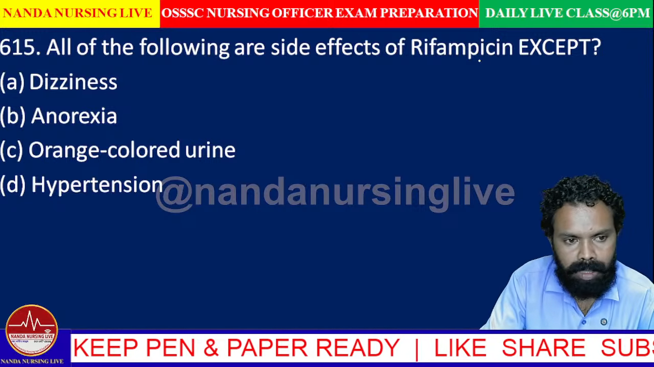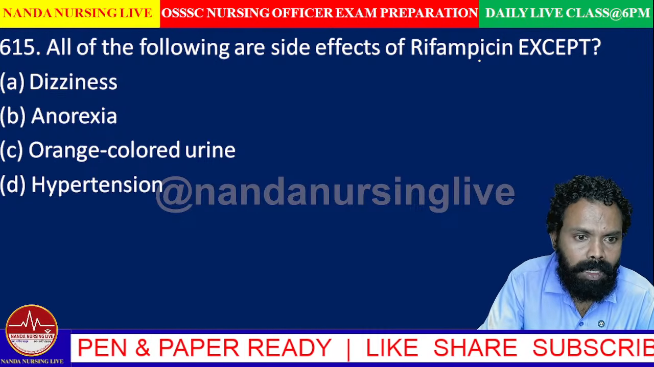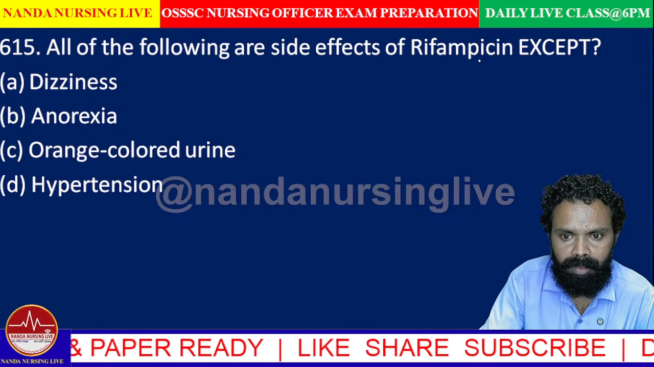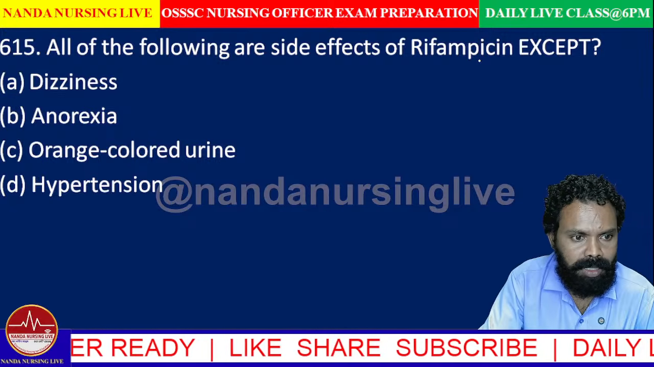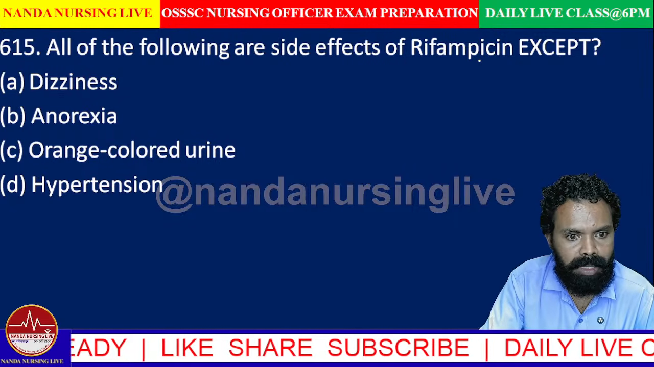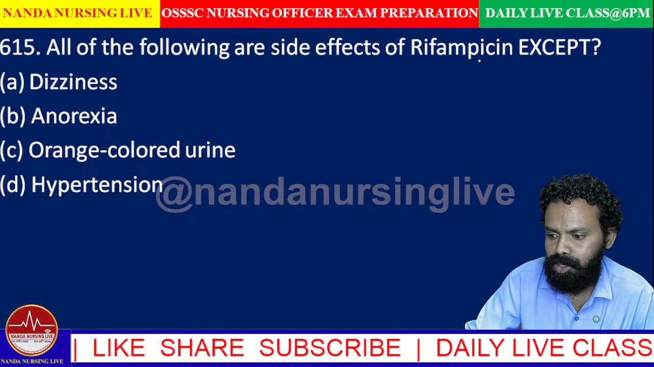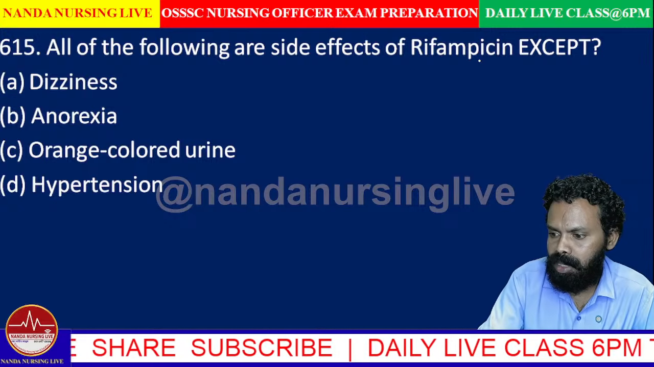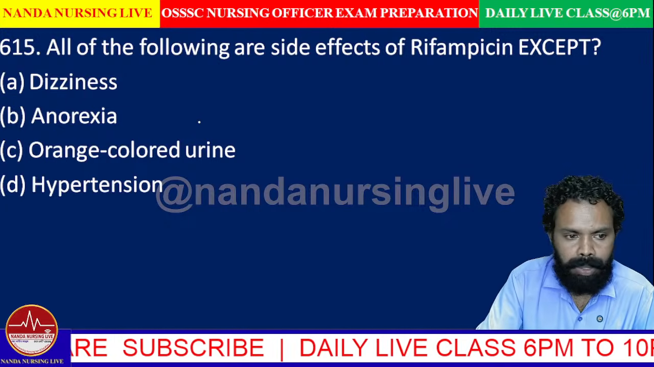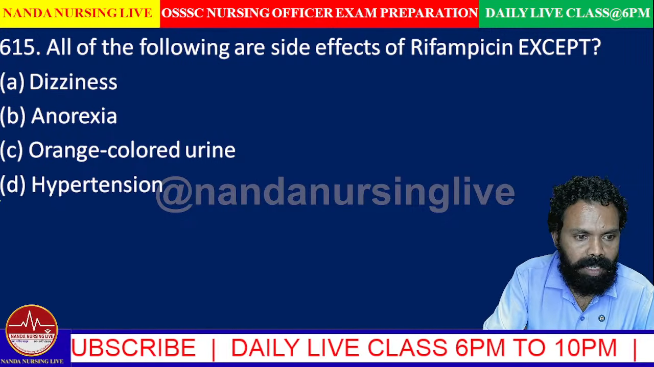Next question, question number 615. All of the following are side effects of rifampicin except: option A dizziness, option B anorexia, option C orange color urine, option D hypertension. So which option is the correct answer? The correct answer is option D, hypertension.